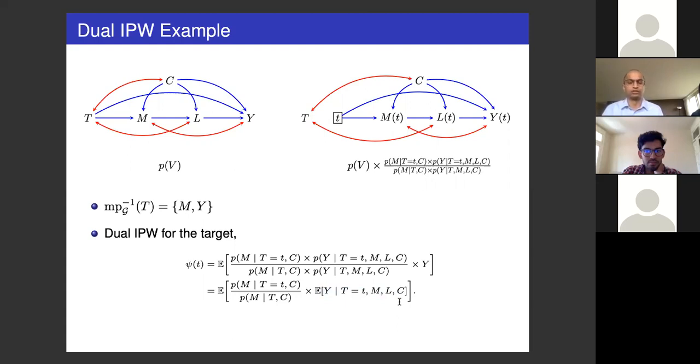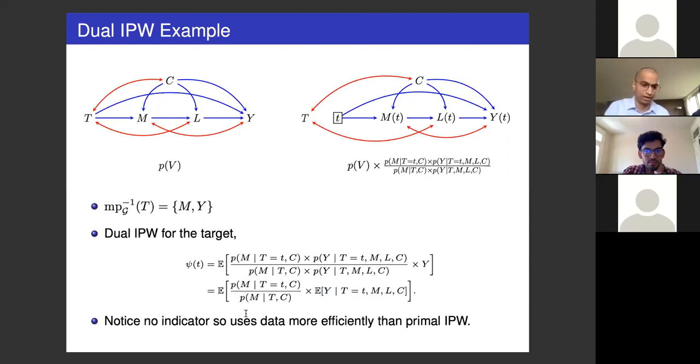Okay, so now that we have two kinds of estimators that seem to be promising, before I go into that, I also wanted to point out that in dual IPW, notice that there's no indicator being used, and so it uses data more efficiently than primal IPW. It doesn't throw away certain rows of your data.